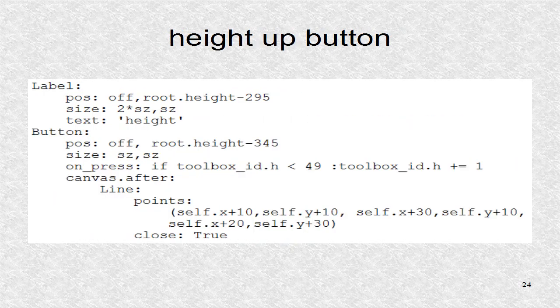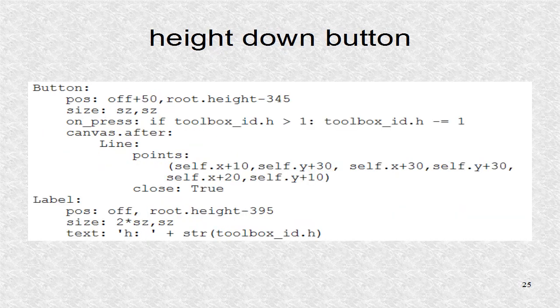24. The label indicates we are in the height section. The up button increments the value of the H property. 25. There is a button that when pressed, will decrement the H property. Finally, the label indicates the current value of the H property. Both W and H are bounded between 1 and 49.